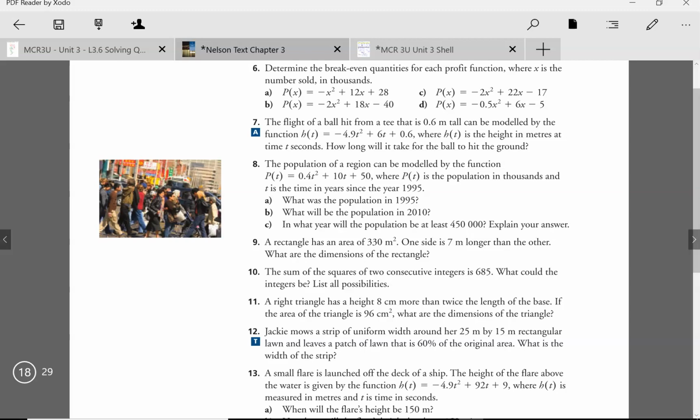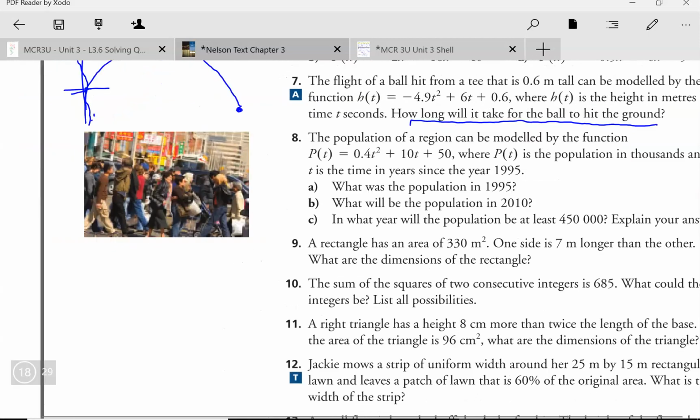So again, this question is asking how long will it take for the ball to hit the ground. So the ball is initially hit from a tee that's 0.6 meters tall, and it goes all the way over here. So what it's asking you is find the zero. So like find this time right here. So, okay, let's do this question. The context is kind of important here, so I'll do question number 7. I'll try question number 8.